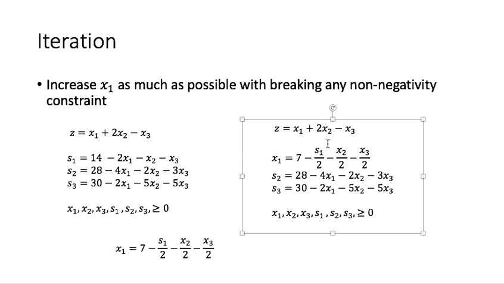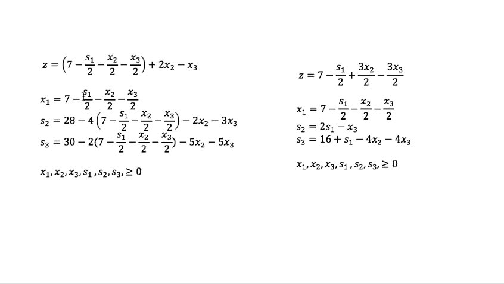Now what you're going to do is replace these values of x1 here with your new value of x1, and you'll get something like this. So just simply subbed this in for the different areas x1 was. Simplify all that, and you get this. So now we have a new set of basic variables, x1, s2, and s3, and a new set of non-basic variables.